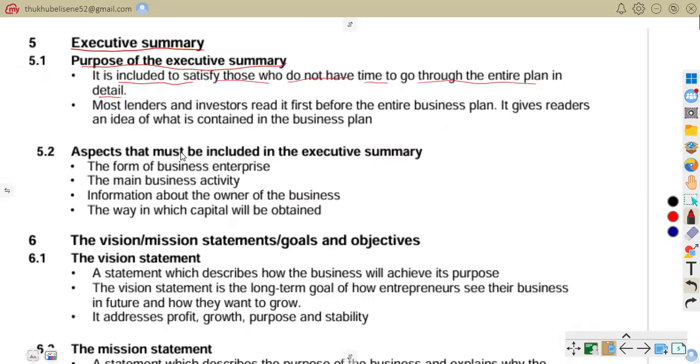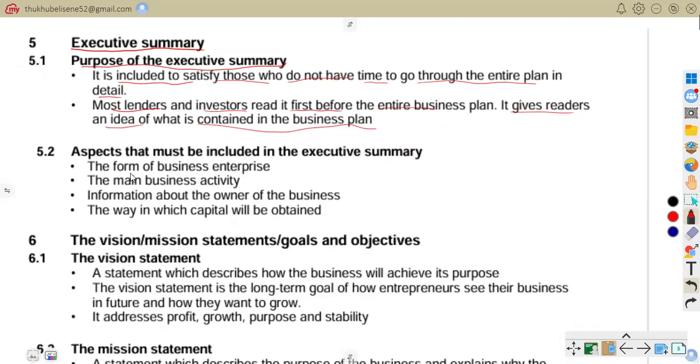So it provides a quick overview of the business. Also, most lenders and investors read it first before the entire business plan. It gives readers an idea of what is contained in the business plan. So it is usually read first by lenders or investors. It means that the banks and investors use it to decide whether the business is worth considering.